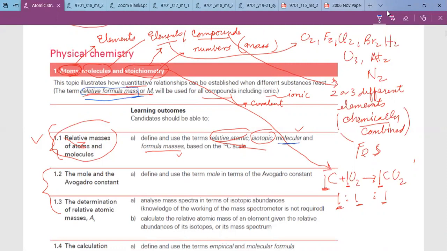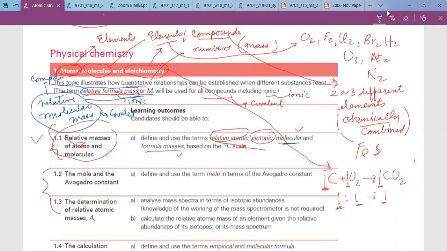Last time there used to be a separate term called relative molecular mass, but now they combine both together. Relative molecular mass is only for covalent substances, okay? Relative formula mass, where formula means it is for ionic compounds. They are both for compounds.